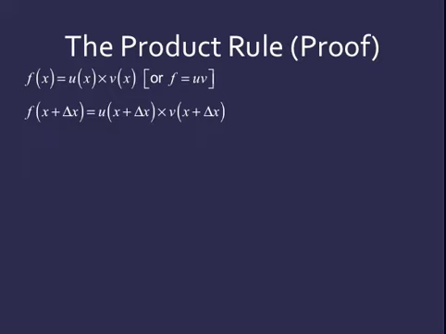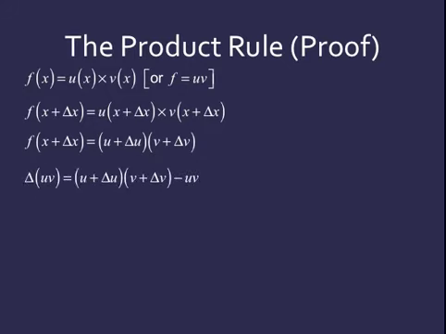So we can rewrite this as f of x plus delta x is equal to the product of two terms, u plus delta u multiplied by v plus delta v. So that the change in uv, delta uv, is equal to u plus delta u multiplied by v plus delta v minus the term we started with, uv.